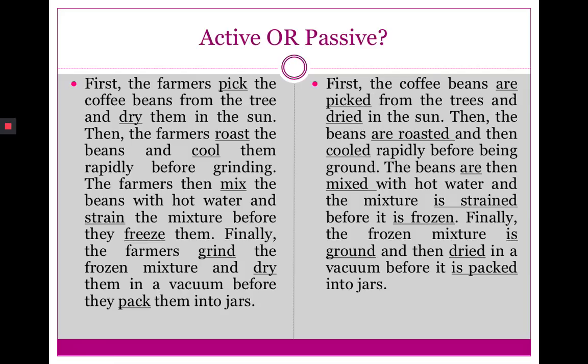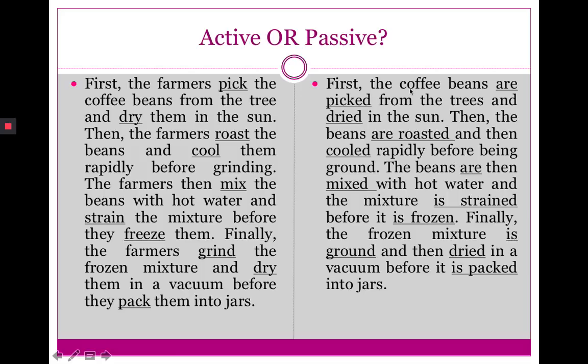First, the coffee beans are picked from the trees and dried in the sun. Then the beans are roasted and then cooled rapidly before being ground. The beans are then mixed with hot water and the mixture is strained before it is frozen. Finally, the frozen mixture is ground and then dried in a vacuum before it is packed into jars, right?